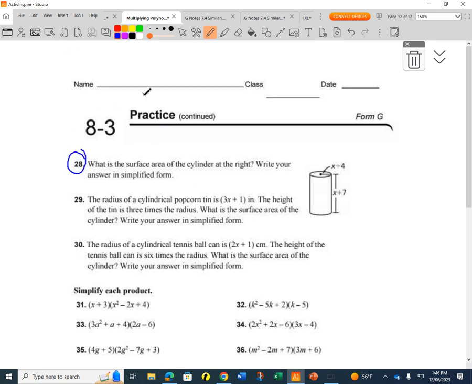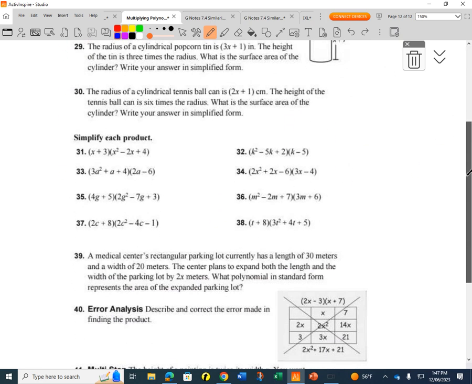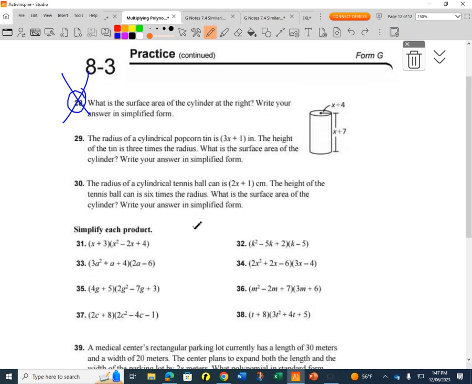Okay, what is the surface area of the cylinder to the right? Write your answer in simplified form. I don't think we're going to do that one. Let's cross that one. That one's going to take too much time. Surface area is a whole lesson in and of itself, which you were taught in 7th grade, but even for me, it's too much for today. Nope, you can cross out 28. We won't do that one.